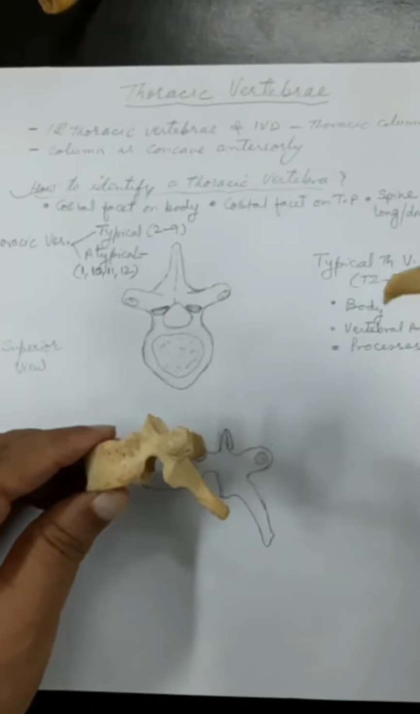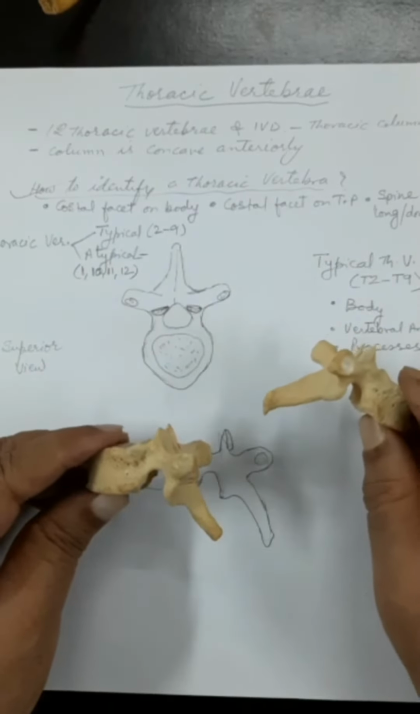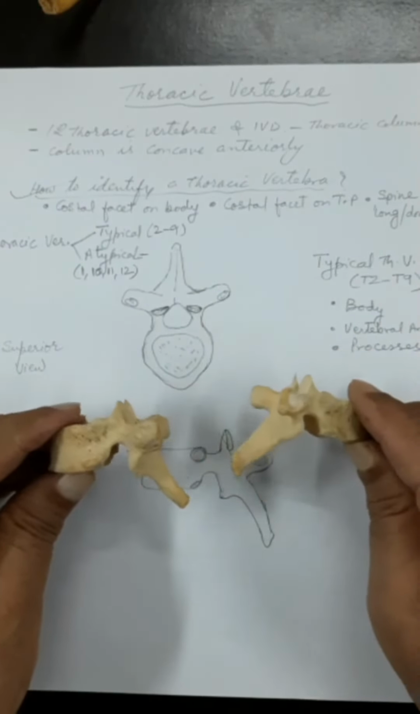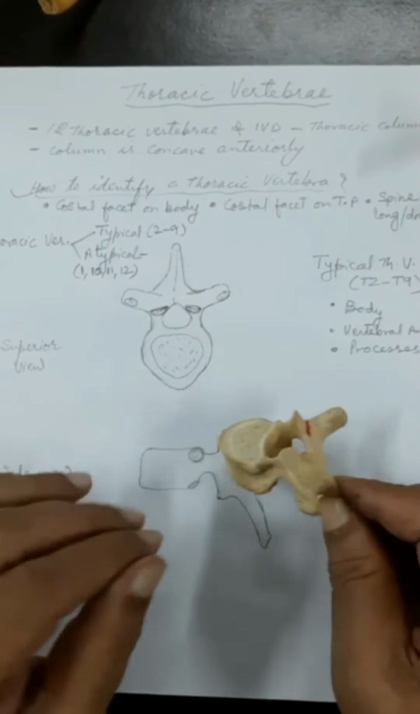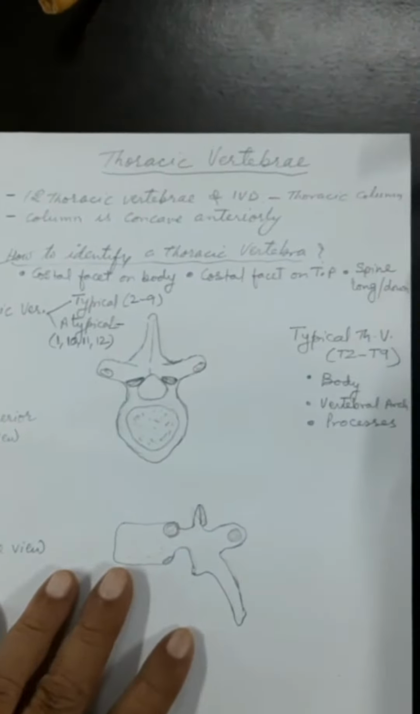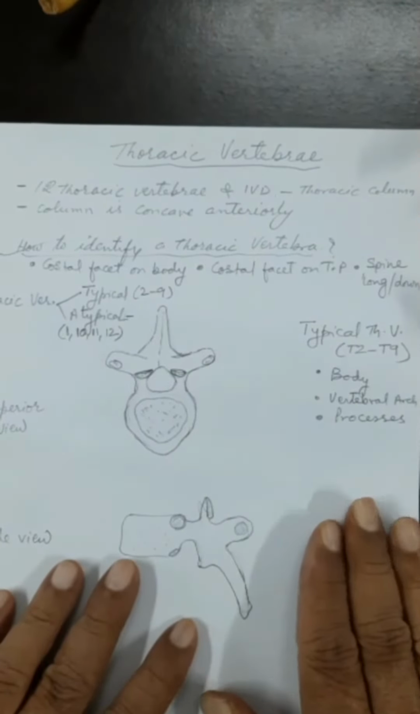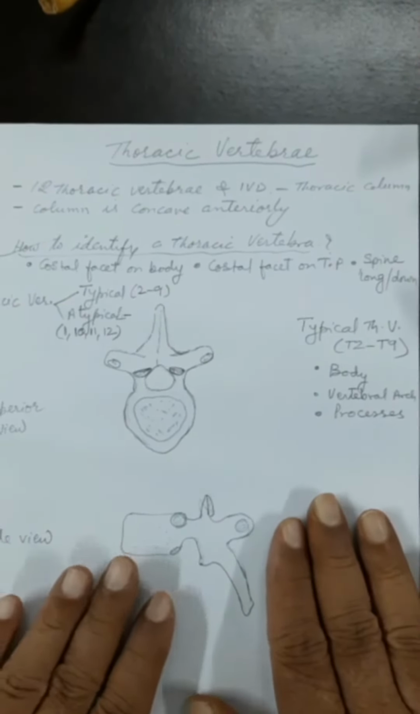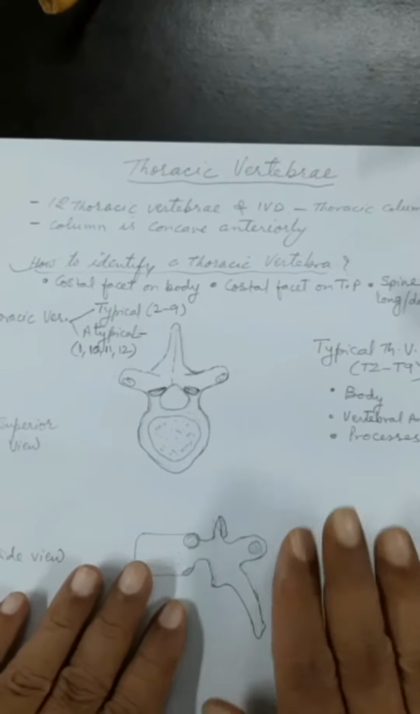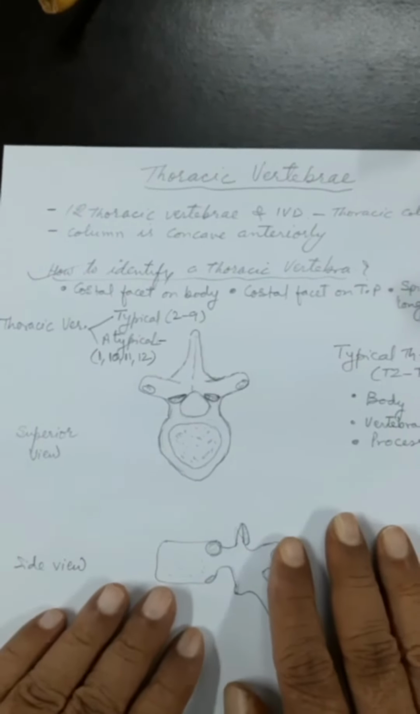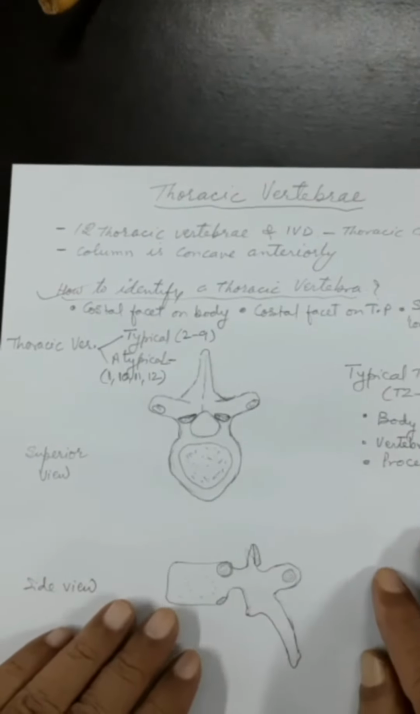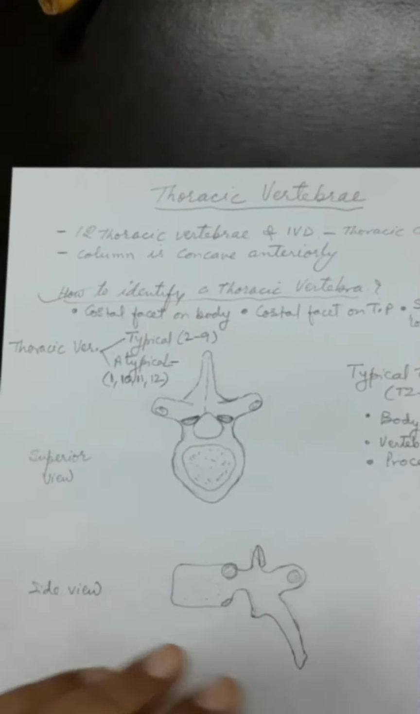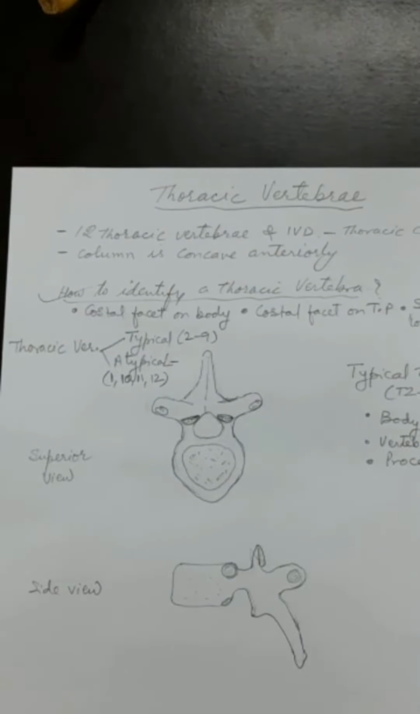That means the other vertebrae, cervical and lumbar, will not show the long spinous process directing downward. So if you just concentrate on 3 points, then you can very easily identify a thoracic vertebra. Let's go further. The whole vertebral column of the thoracic region, as I said, consists of the 12 thoracic vertebrae and intervertebral discs.